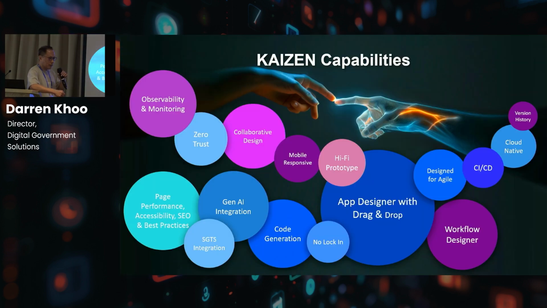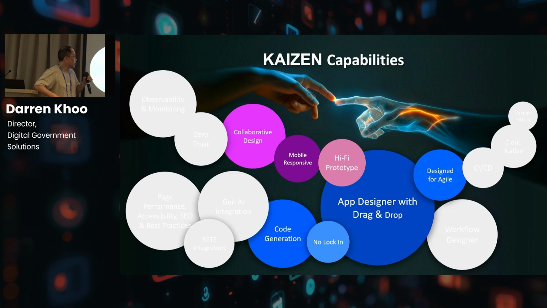Okay, so Kaizen has a lot of features and capabilities, but today I'm just going to share some of the key ones. There are a lot of bubbles here, so I'll focus on one group of bubbles at a time. This set of features is about helping you streamline your Agile development process, through an app designer that has drag and drop capabilities, and you can collaboratively work on the design with the developers. At the end of it, it's going to do code generation. And there's no lock-in because it's going to generate very standard React UI code.